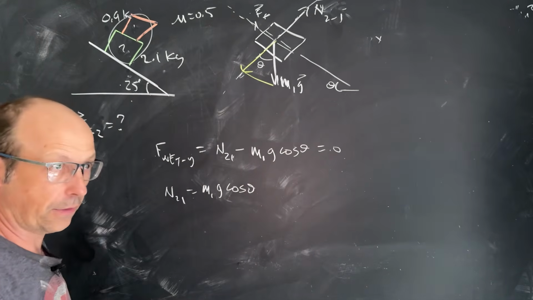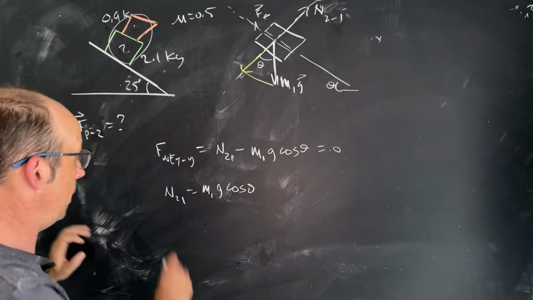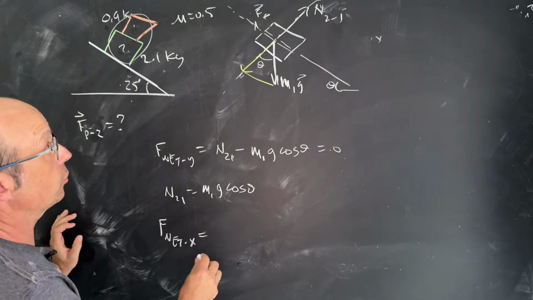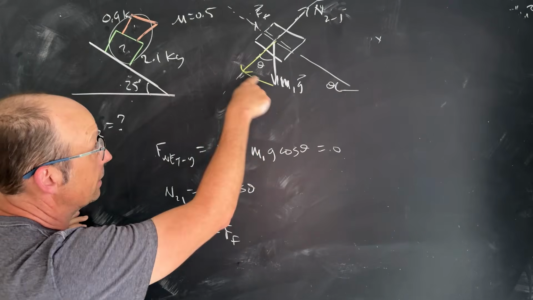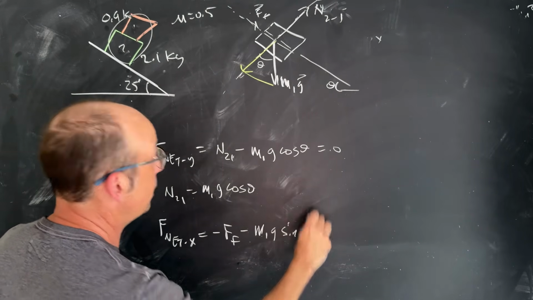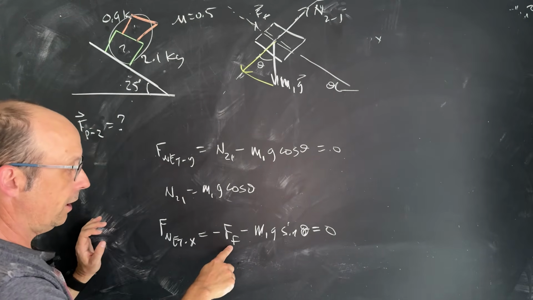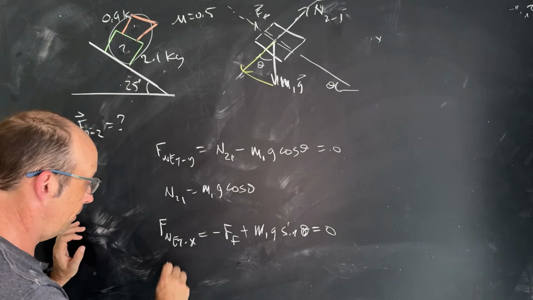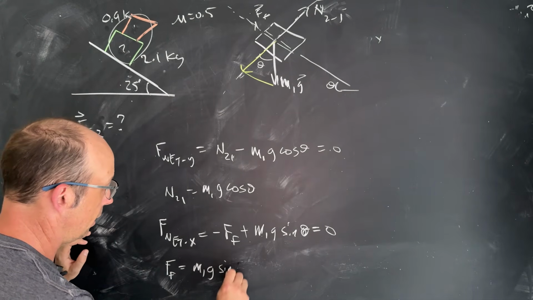Now I can use that to find this force right here, the friction force. Actually, I can't, right? Because that would be the maximum friction force. I can find this force just by going up here. F net x is going to be equal to the friction force in the positive x direction minus this component of gravity, minus m1g sine theta, where x is the opposite side. And that's equal to 0. So this friction force is going to be equal to m1g sine theta.